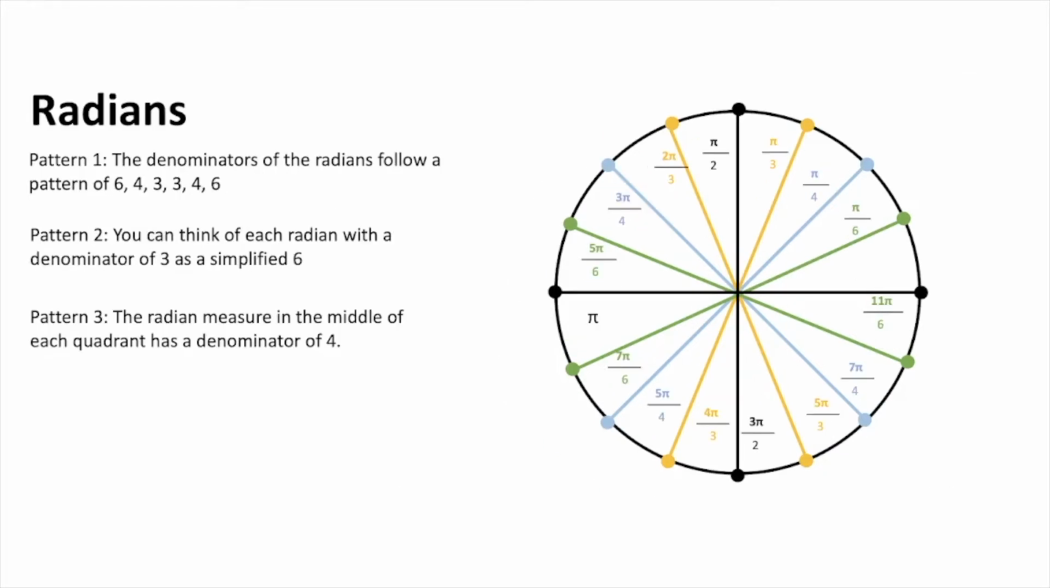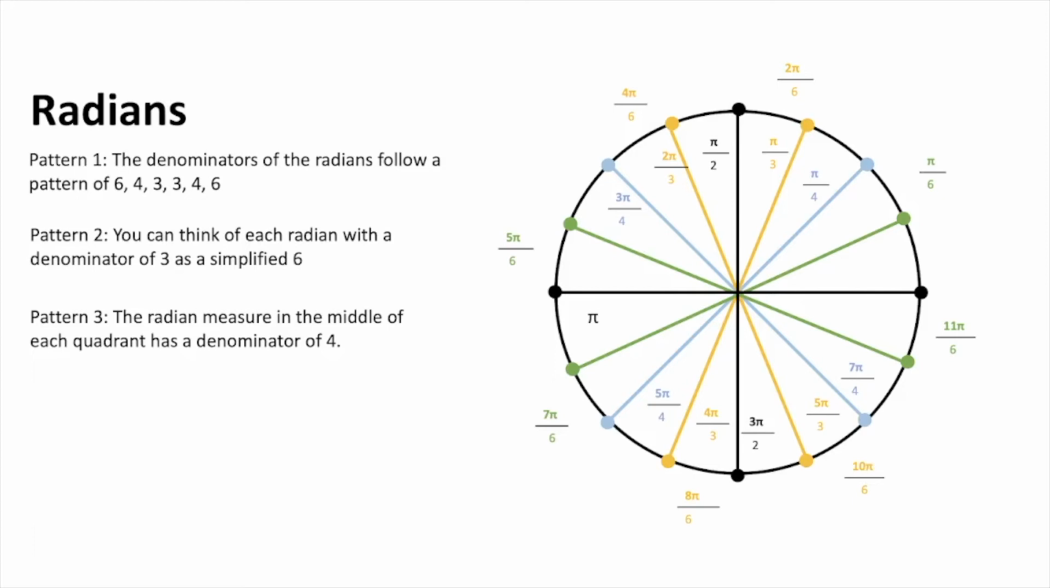Next, let's talk about radians. There's a couple of different tricks you can use to remember the radians. For one, the denominators follow a repeating pattern of 6, 4, 3, 3, 4, 6, excluding the axes. You can also think of all the 3's as simplified 6's. For example, pi over 3 can be rewritten as 2 pi over 6. 2 pi over 3 can be rewritten as 4 pi over 6. 4 pi over 3 can be rewritten as 8 pi over 6, and 5 pi over 3 is 10 pi over 6. Noticing any patterns?